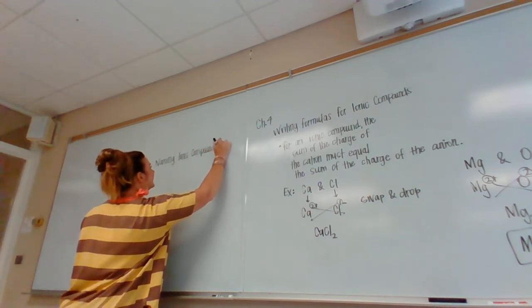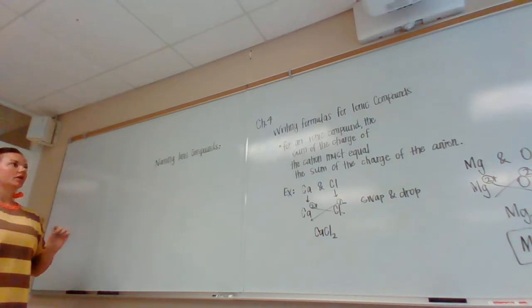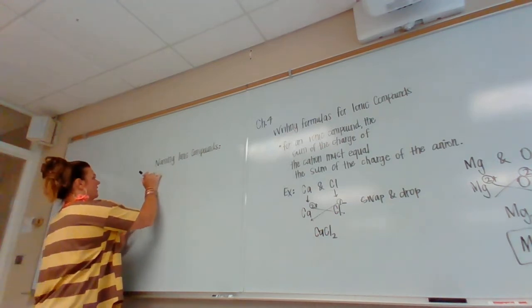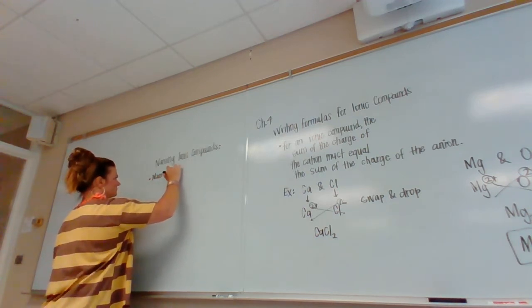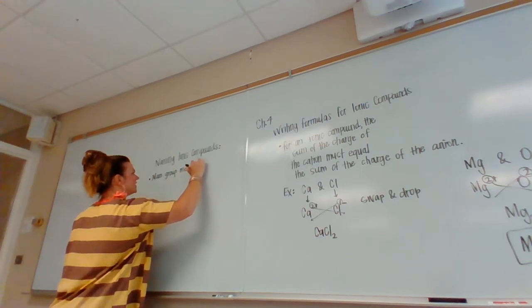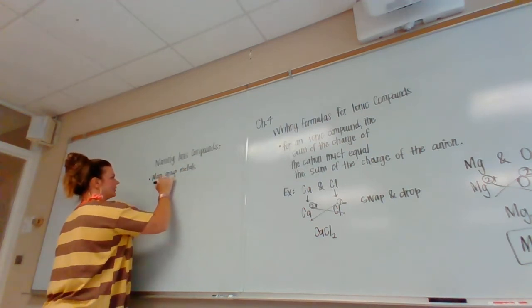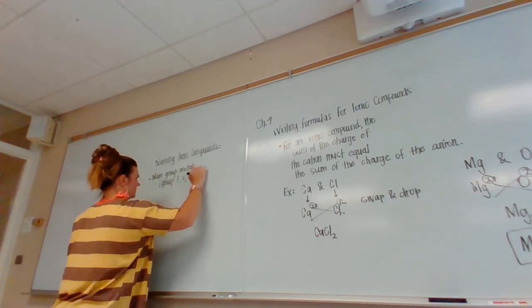So how do we name these compounds? Naming ionic compounds, we'll do main group metals first. When I say main group metals, I'm referring to group 1, 2, and aluminum.